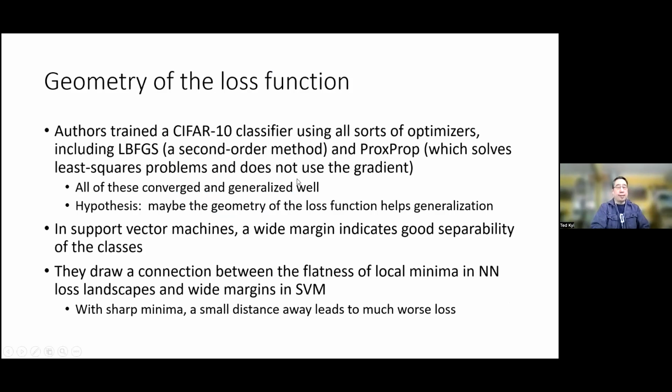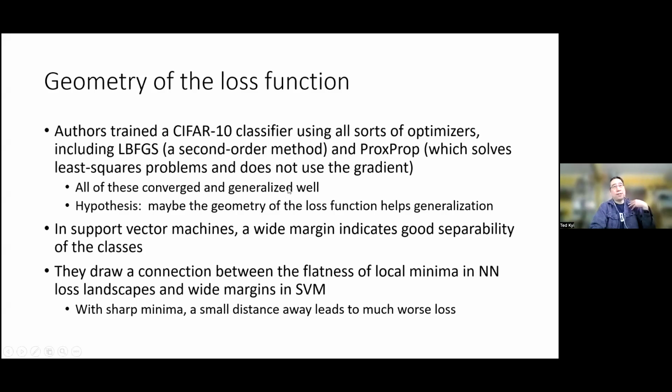So one of the things they did is they said, okay, maybe it's because we used SGD, maybe it's whatever. So they tried all sorts of optimizers: regular SGD, Adam, RMSprop. They used LBFGS, which if you're familiar with is a second order solver. And then they also used this thing called ProxProp that I'm not familiar with, but they said this thing doesn't even use gradients in order to iteratively find a solution. So they're saying here's a good example of something that's not even a function of the gradient. And all of these converged and generalized well.